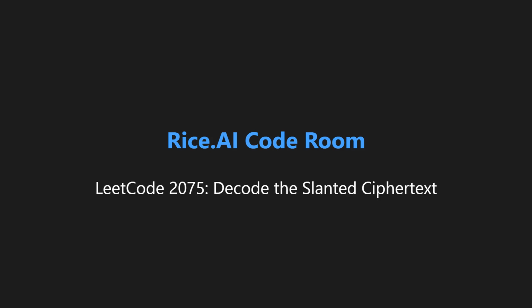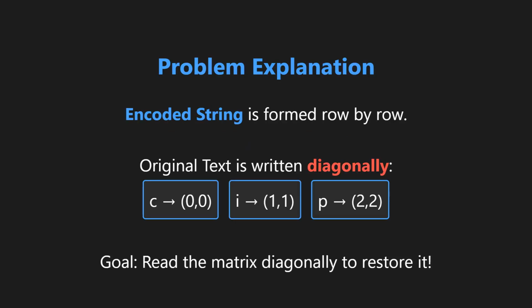Today we are tackling LeetCode 2075, Decode the Slanted Ciphertext. The problem gives us an encoded string and the number of rows used to encode it. The original text was written into a matrix diagonally, starting from the top left. Then, the matrix was read row by row to produce the encoded string. We need to reverse this process and return the original text without any trailing spaces.